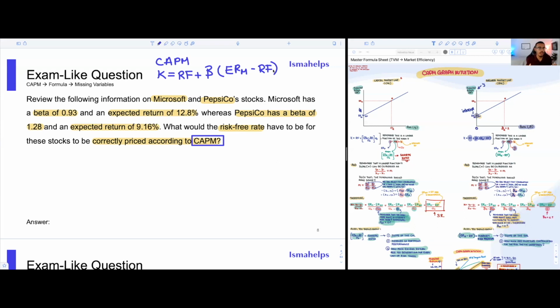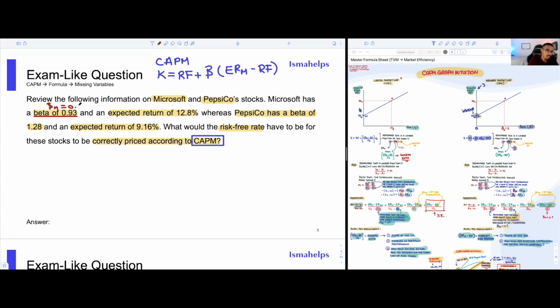We're going to identify all of the pieces that we already have from our CAPM formula, and then we're going to identify the ones that we don't know just yet. So we're going to begin by using the color red. We're going to highlight the pieces of the formula we have in yellow, just for whatever. So if we were to look at Microsoft, we know that Microsoft's beta is going to be 0.93.